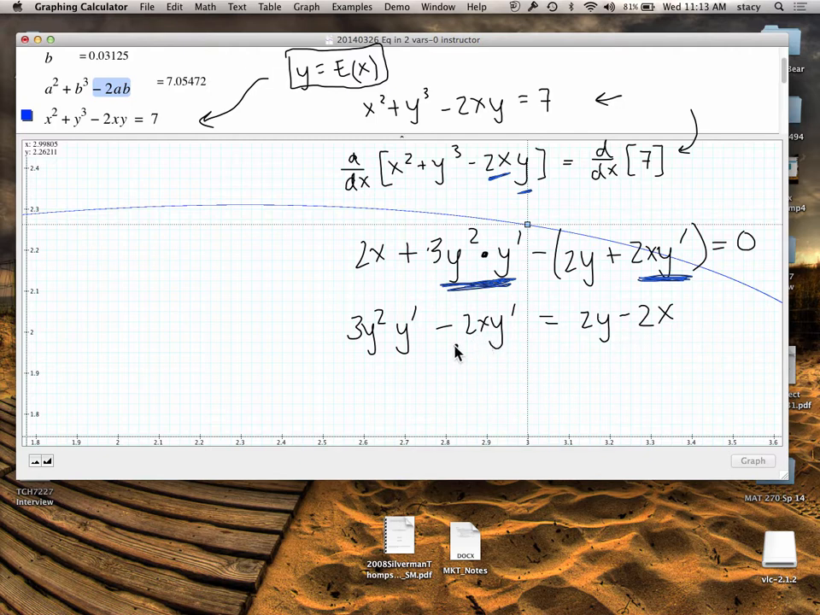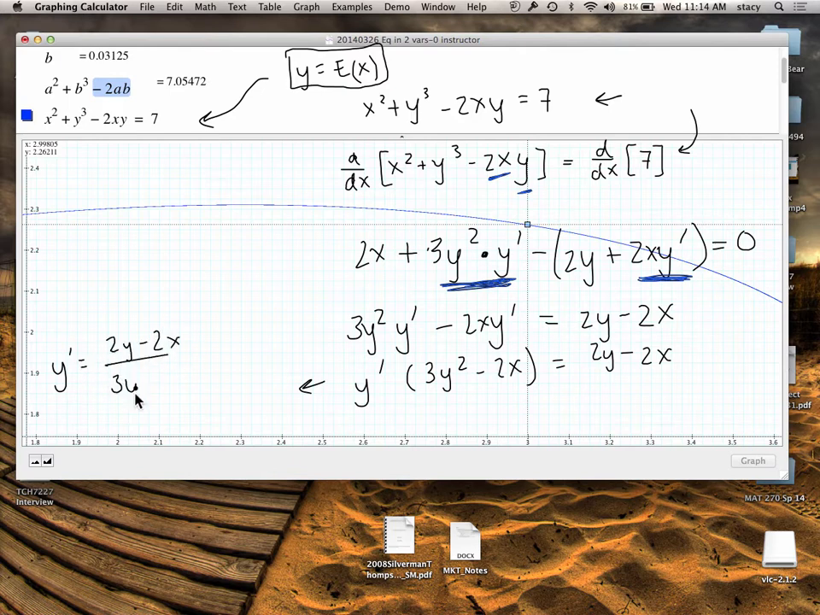Why did I rearrange it that way? Well, I don't want to divide by y prime. My goal is to isolate y prime. I'm trying to solve for it. Yeah, I can factor it out. So y prime times 3y squared minus 2x is equal to 2y minus 2x. And now it becomes super easy to solve for y prime. I can just divide both sides by the multiple. So y prime equals 2y minus 2x over 3y squared minus 2x.